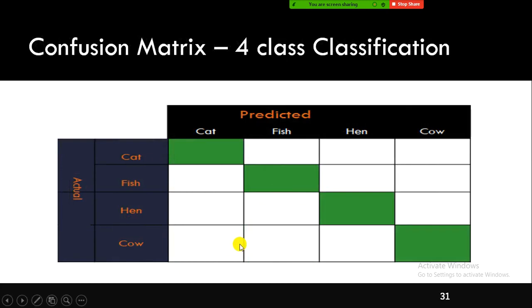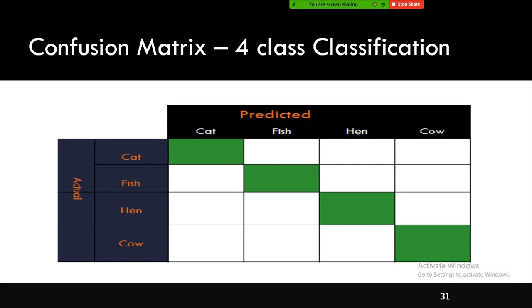If the dependent variable, the target variable, has four classes in it, your confusion matrix will be a 4 cross 4 matrix. If you have 50 classes in your target variable, then your confusion matrix will be a 50 cross 50 matrix.